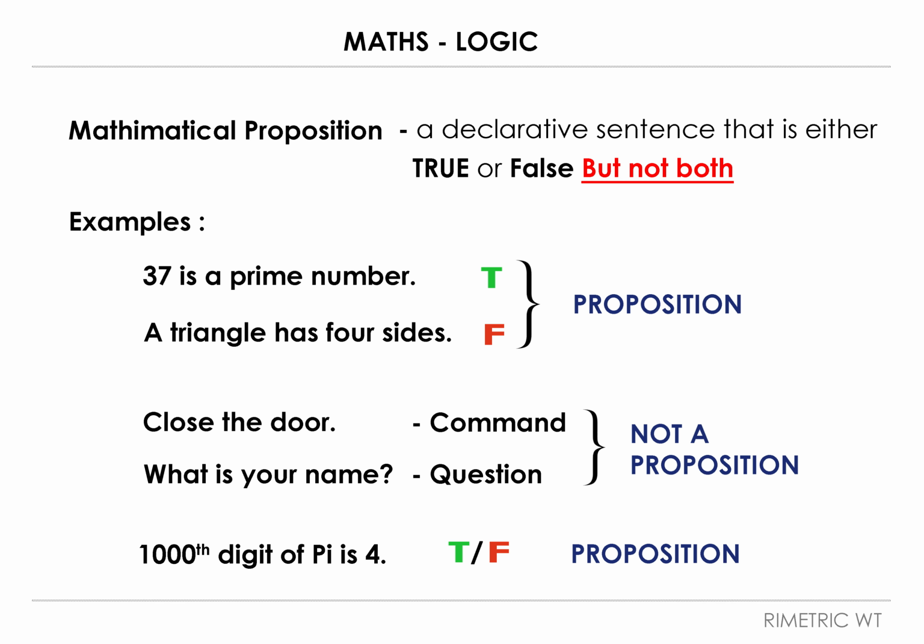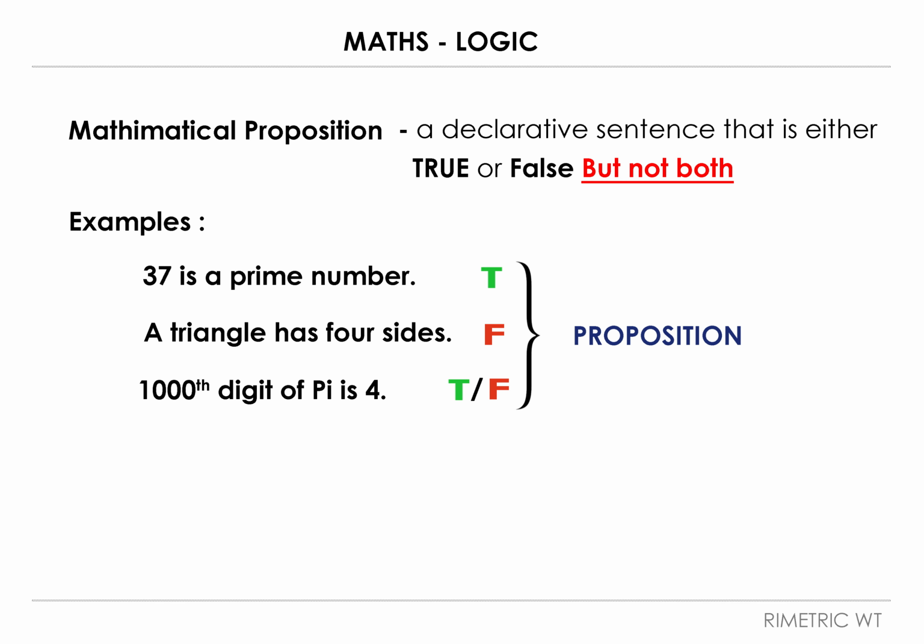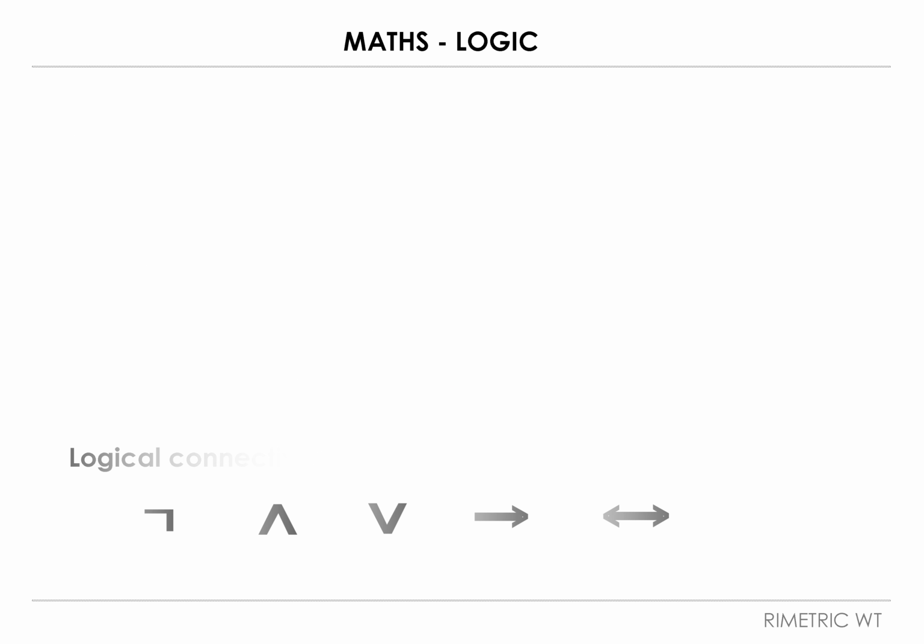Now, once we have these building blocks, we can modify them or join them using what we call logical connectives, such as not, and, or, implies, and bi-implies. The most basic logical operation is negation, which we usually denote with the symbol tilde.